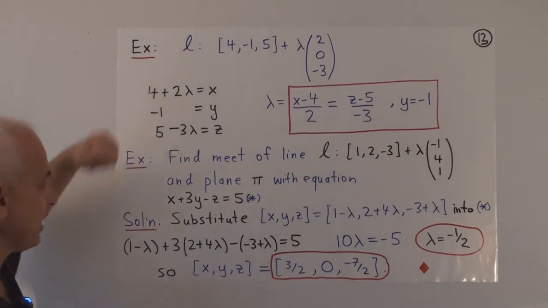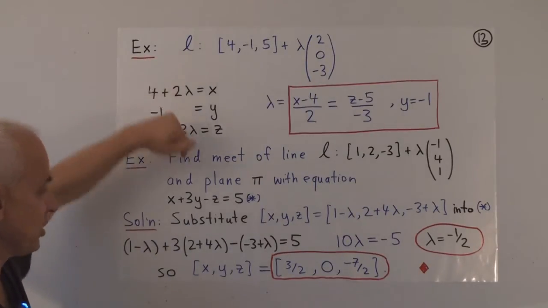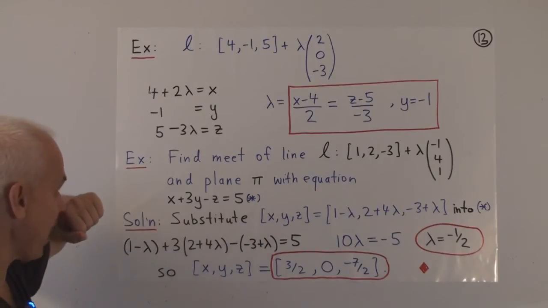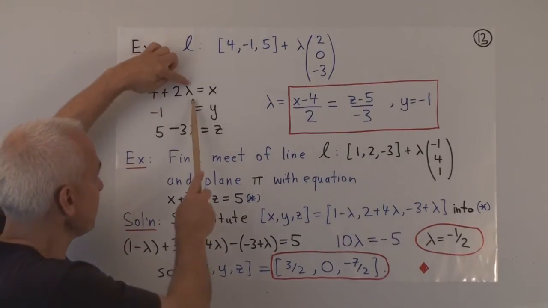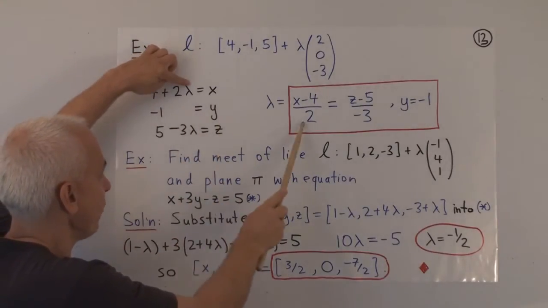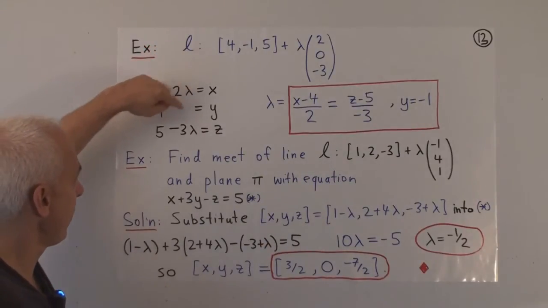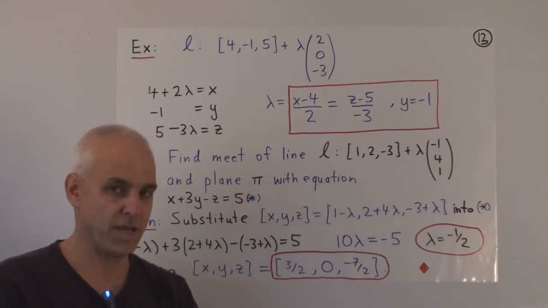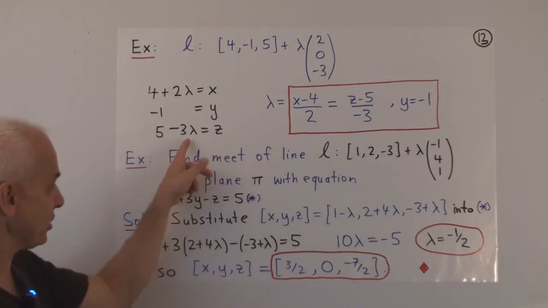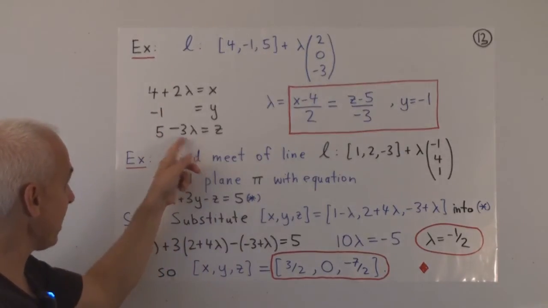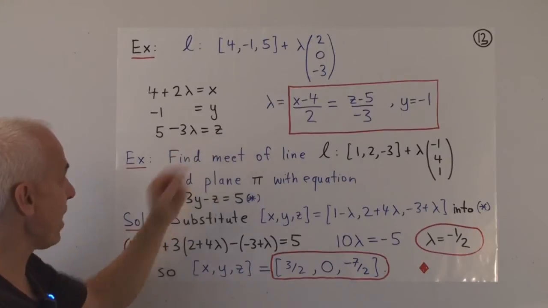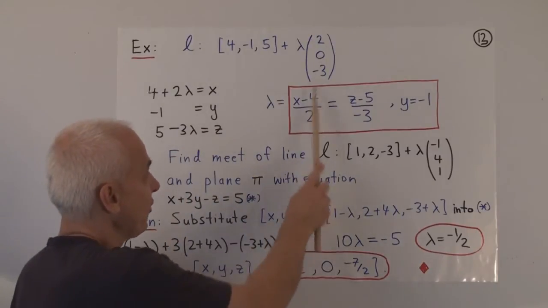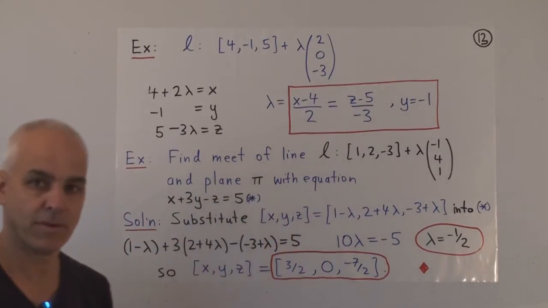Now if we do what we did last time, we solve for lambda for each of the equations. But notice what happens. The first equation, we get (x minus 4)/2. Fine. But then the second equation, there isn't a lambda in there. So we can't really solve that second equation for lambda. All right, so let's carry on with the third equation. We can solve that for lambda. We get lambda equals (z minus 5)/(minus 3).